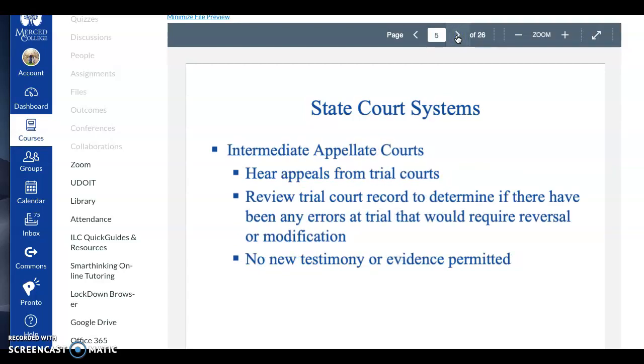Our intermediate appellate courts hear appeals from the trial courts. Remember, if it's a specialized or custom court, it's going to go up through that appeals process. They review the trial court's records to determine if there were any errors. But remember, no new testimony or evidence is permitted. They are only looking at what the trial court looked at.